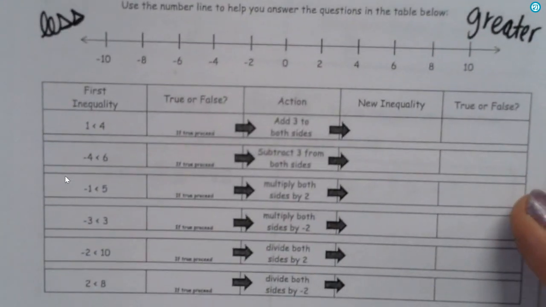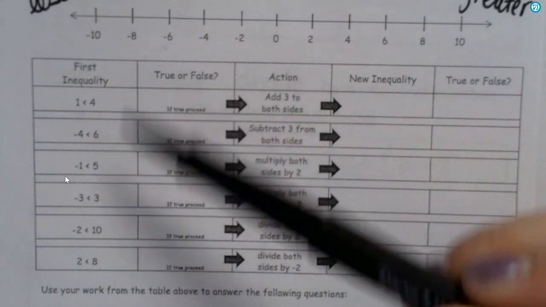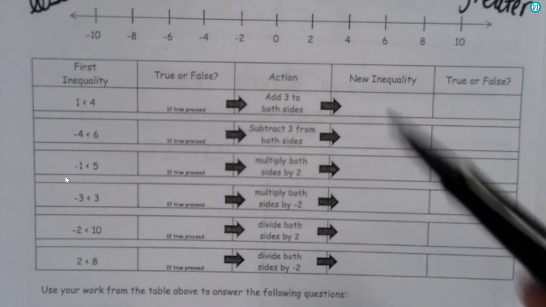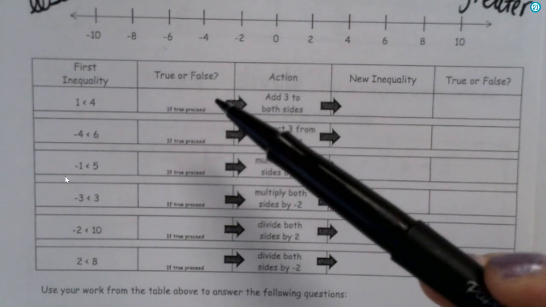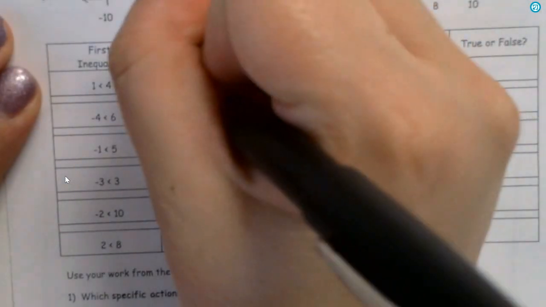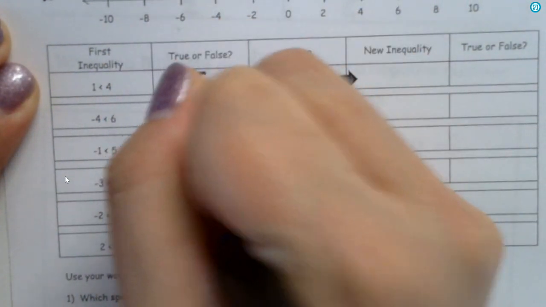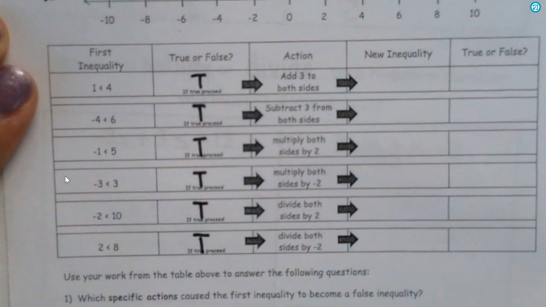Right here, we have a little table. It has 6 different inequalities written on it. And this first column says, if true, proceed. I'm going to tell you that all of these are true. So go ahead and write T, T, T, T, T, T for true. Those are all true.